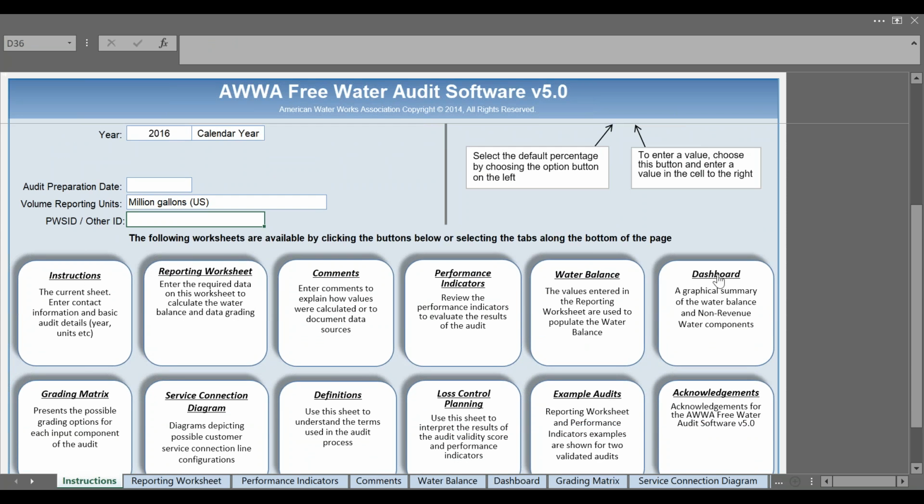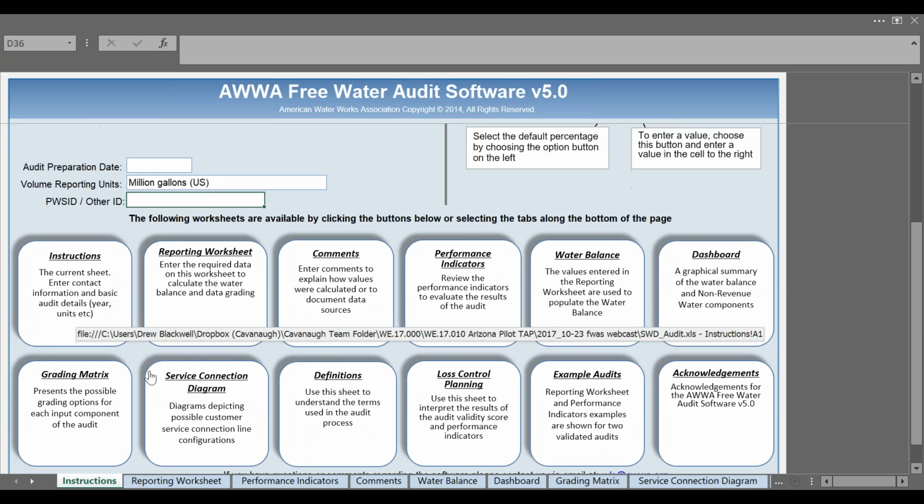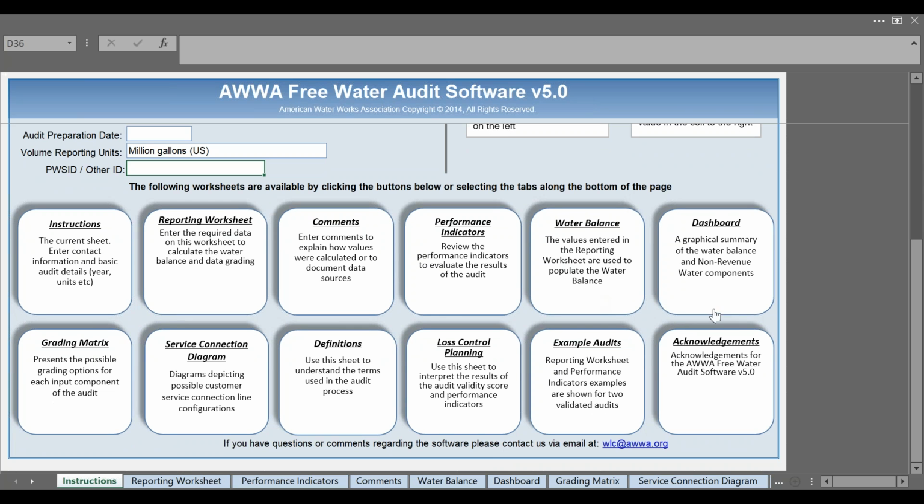We have some buttons here to help you navigate through. These are going to be the same options as the tabs down at the bottom of the Excel sheet. Just another way of navigating through. As Will mentioned, if you do have questions putting this together, please feel free to contact us directly or use the Water Loss Forum chat on the program website. But there is some contact information for the Water Audit Software and the development team that has put that together.